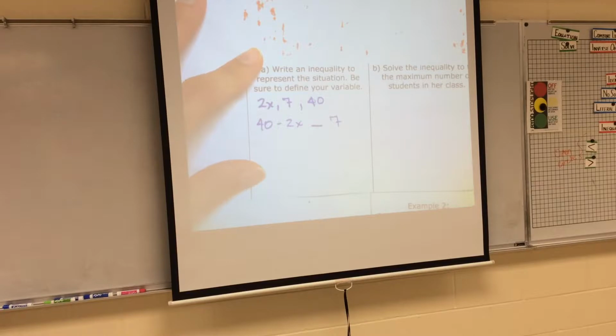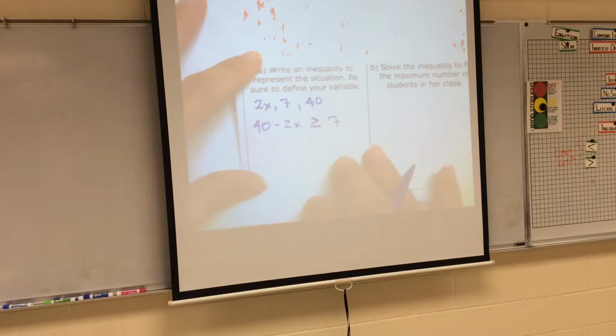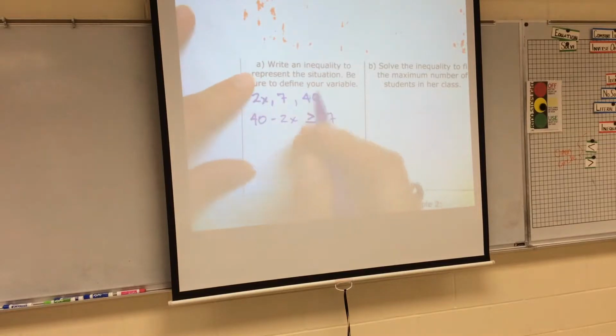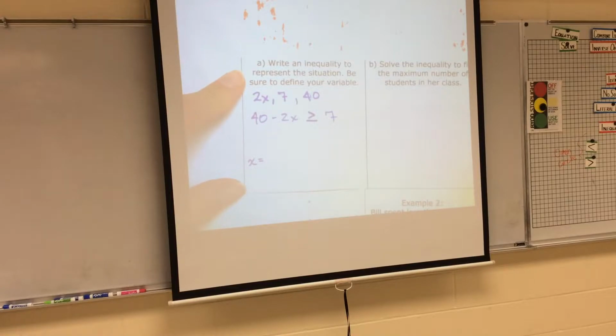But which way is my inequality going to go? What's going to be greater? How many she has left or 7? How many she has left? Because it says she has at least 7 left, right? So could she have more than 7? Yes. All right, so I'm going to say x, and I'm going to define my variable down here. What is x? The number of students.